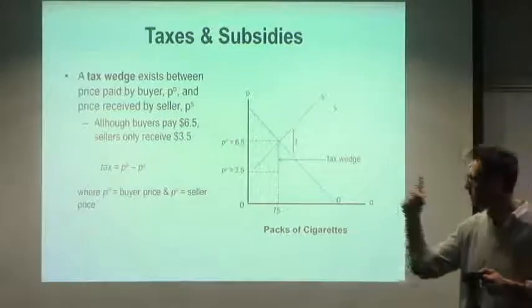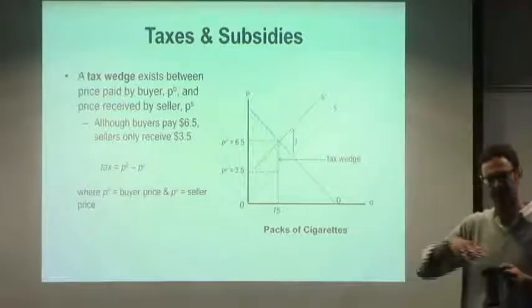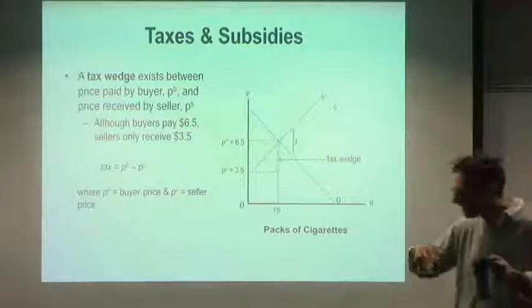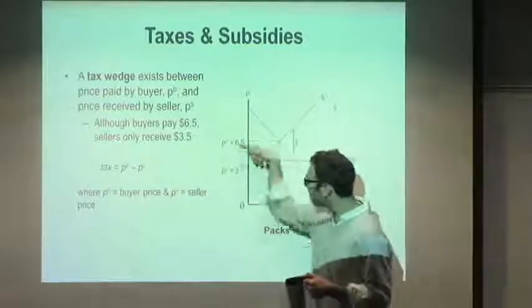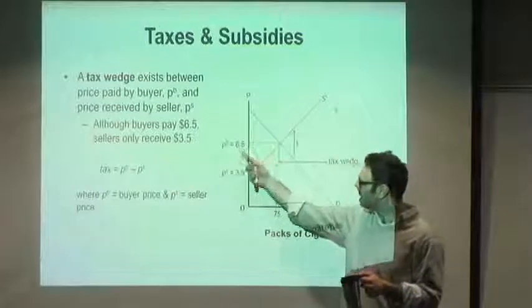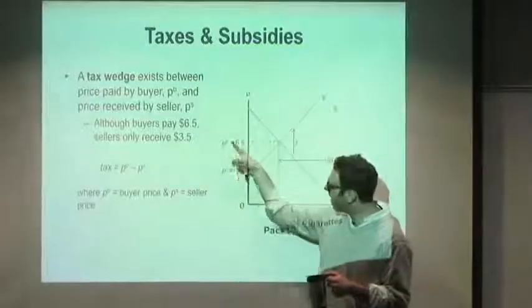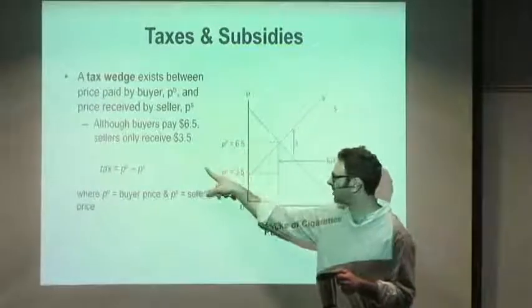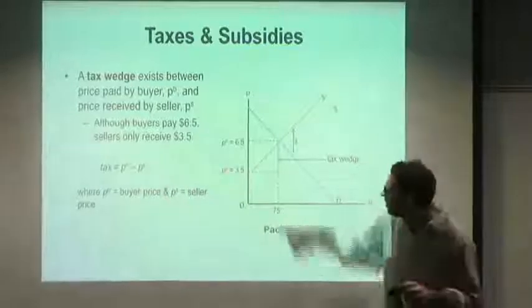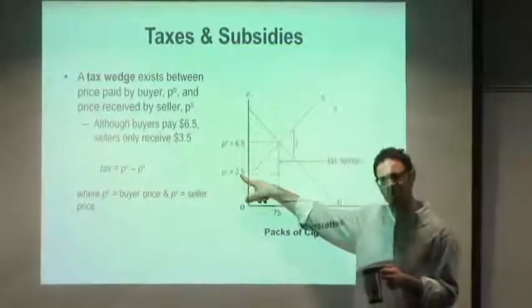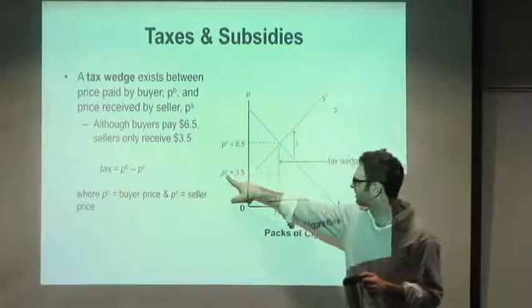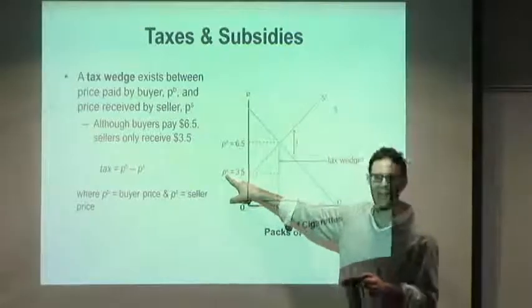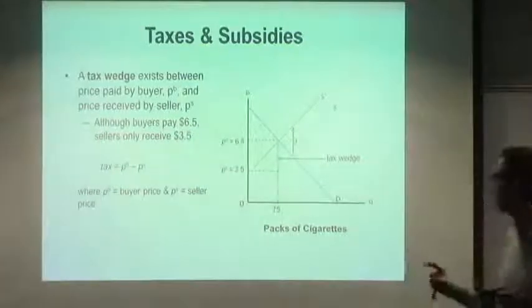They get $6.50. But that's not where it ends. As a buyer, that's it for me. I pay $6.50, I'm done. But the seller who just received $6.50 now has to take that $6.50 and mail $3 of those dollars to the government because that's a tax. So the seller actually only receives $3.50, as denoted by PS, the price received by the seller.